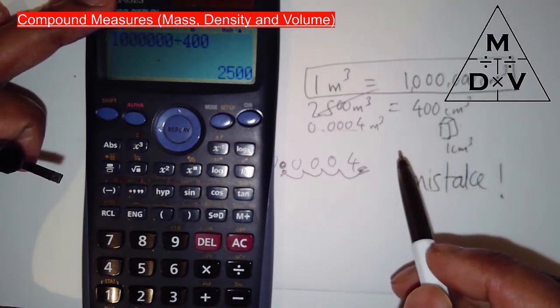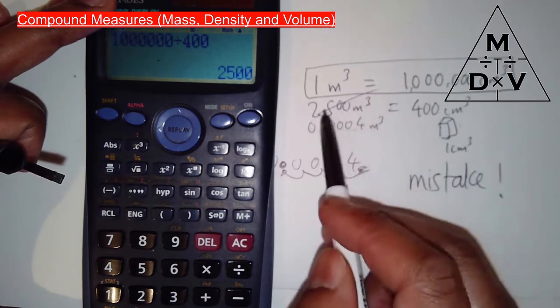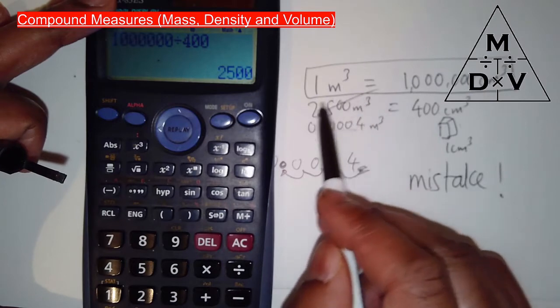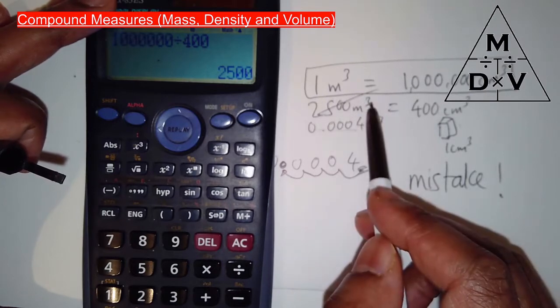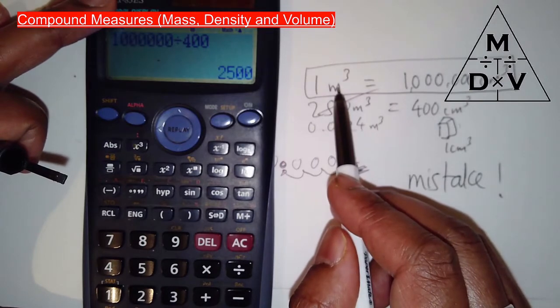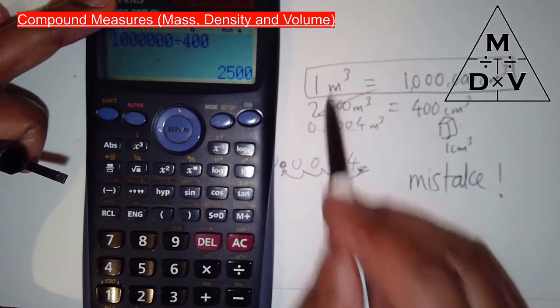We get 2,500. Now, clearly, this doesn't feel right. If you think about it, 1 meter cubed is quite a big box. All right. So imagine having 2,500 of those boxes.